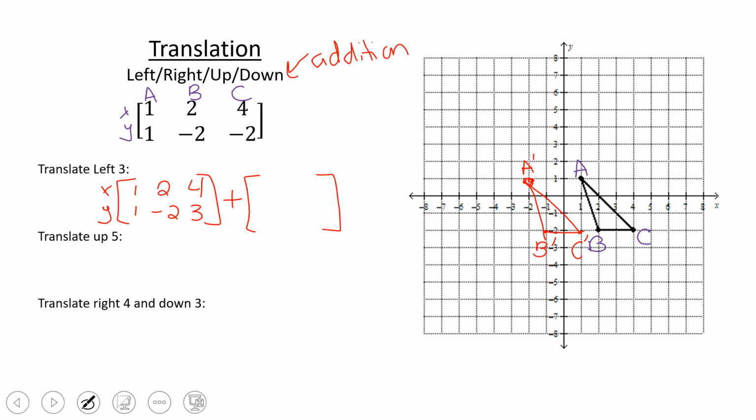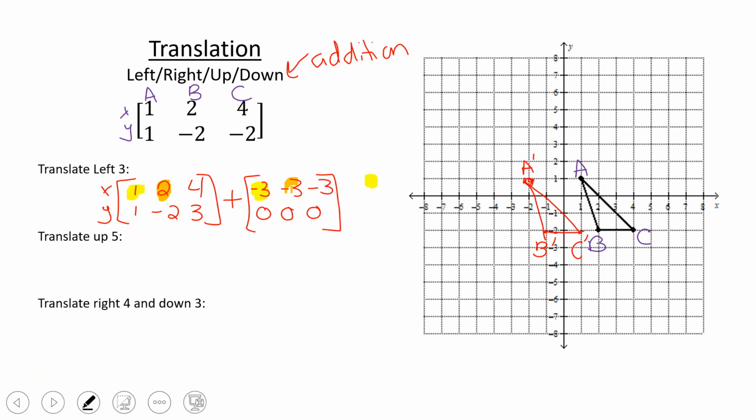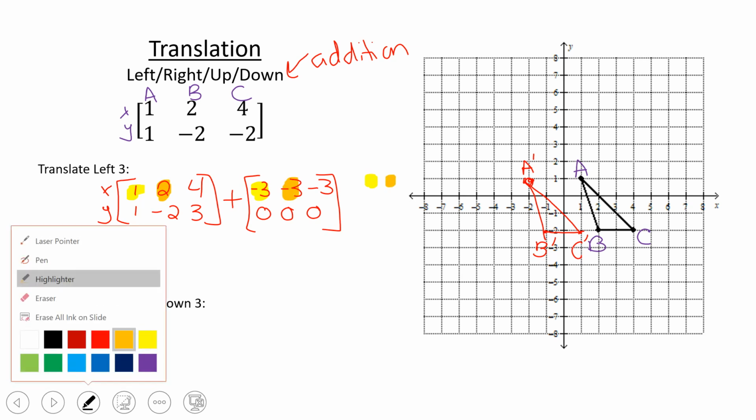Well, what happens during this translating left 3? All of the X's lost a value of 3. And so for every X, it lost 3 units, but then the Y's didn't move at all. So these Y's would be zeros. And now when we add, we'd have this plus this would give us the first number in our matrix. We have this plus this is our second number, and so on and so forth.